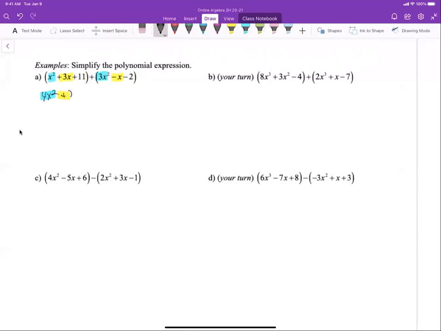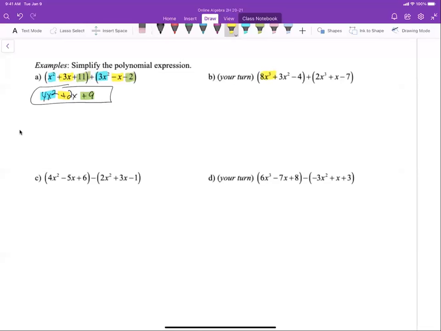positive 2x. I have two constants, and that 11 minus 2 will give me 9. And there is the answer, 4x squared plus 2x plus 9. Try one yourself.